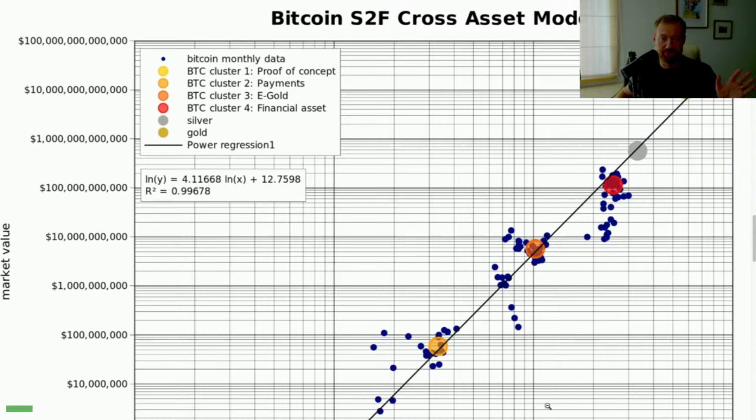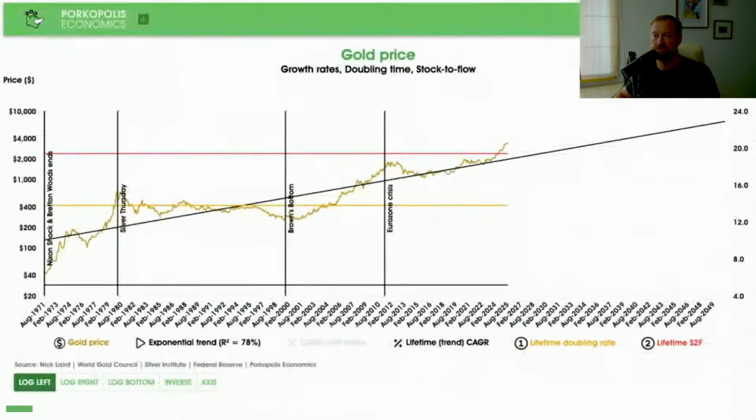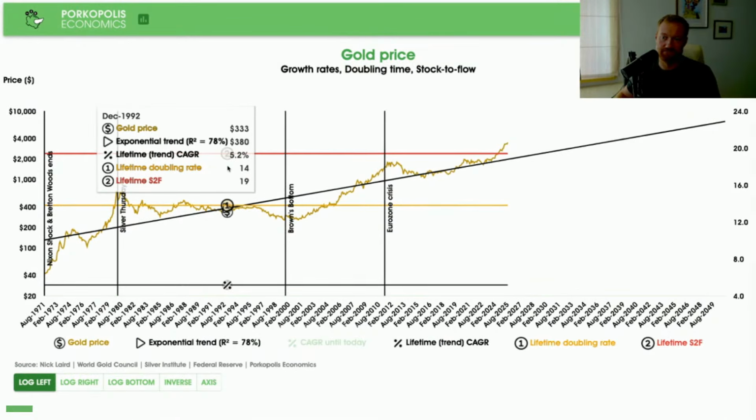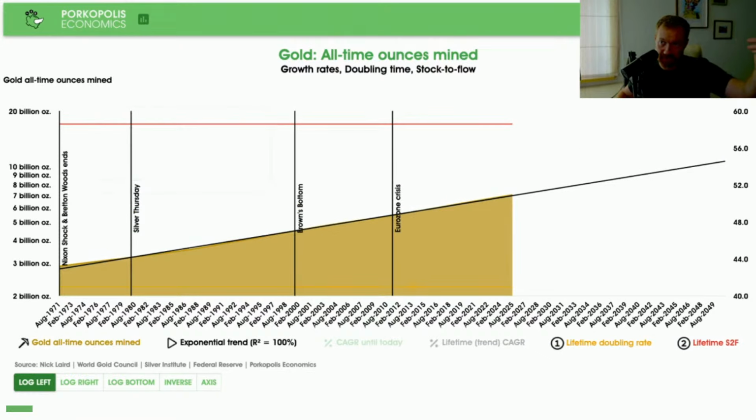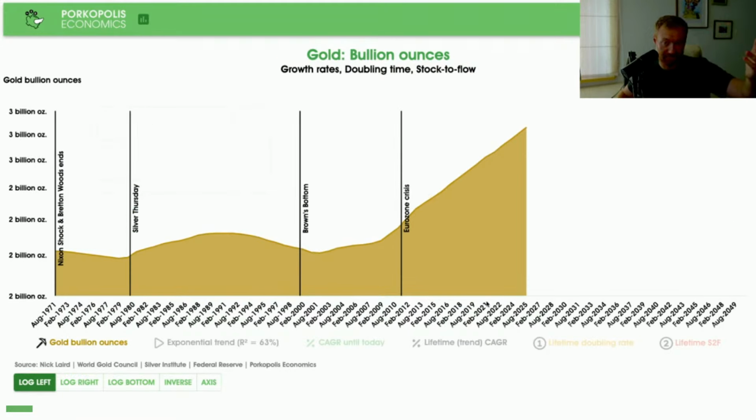It makes zero sense. As well, are you going to use the stock to flow of gold price as a model? Are you going to use the stock to flow of gold ounces all time as a model? Are you going to use bullion ounces? We could do available ounces. I have that as well. All different ways to do stock to flows. Nothing here seems to show how it's driving price.